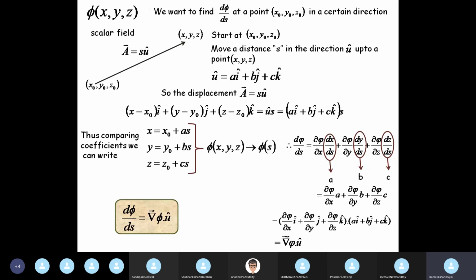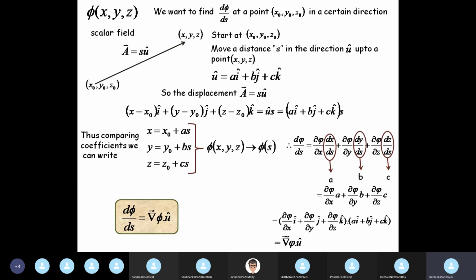Alright. So basically, the directional derivative d phi ds is equal to grad phi dotted with u cap. If you have been asked to take the directional derivative of a function at a certain point in a certain direction, you see that the directional derivative is the dot product of the gradient of that function with that given direction. So now we have got a mathematical expression for the directional derivative in terms of the gradient of that function.